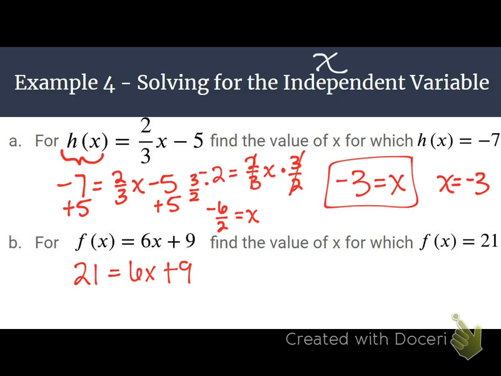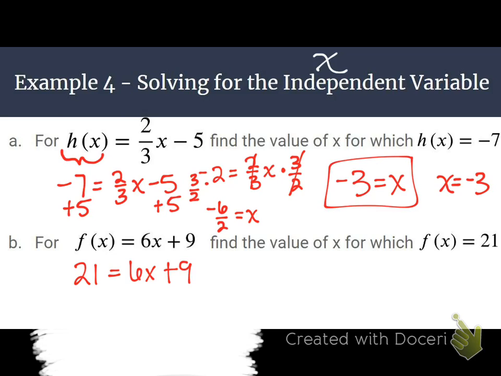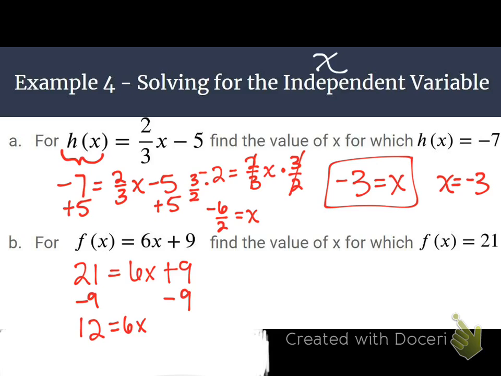So wouldn't you have to put the 21 in the 6x? We're not plugging 21 in for x. 21 is f of x. Gotcha, so we replace the f part with the 21. Subtract the 9 on both sides. We get 12 equals 6x. What do we get for x? 2. X equals 2, or 2 equals x. It doesn't matter to me which way you write it.